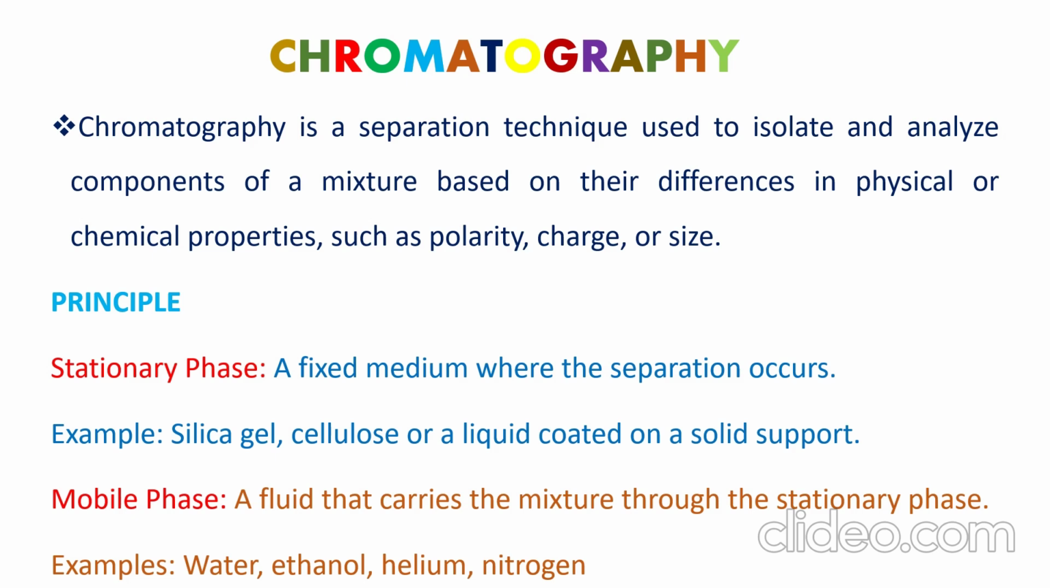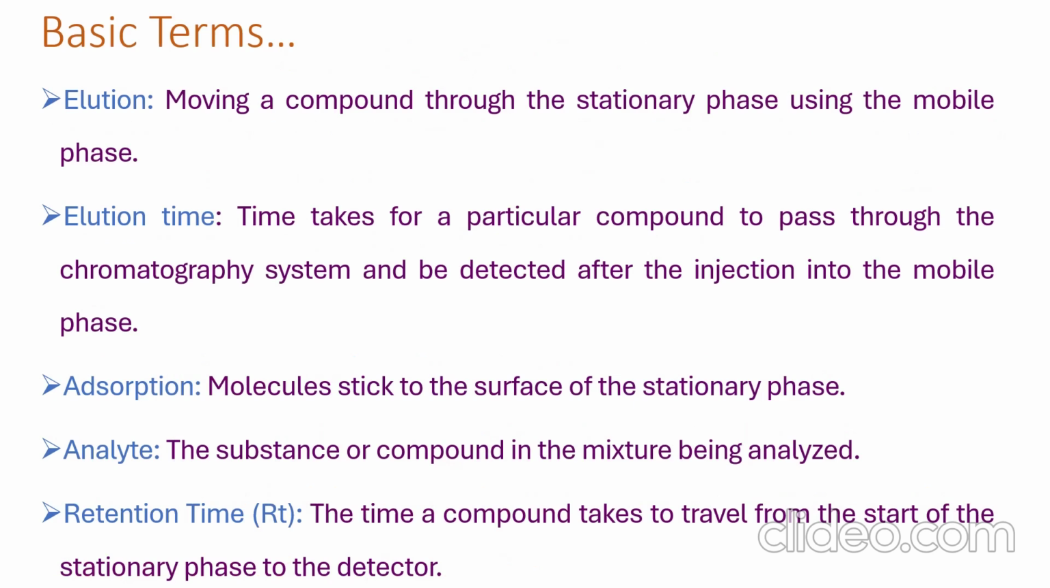Mobile phase is the moving phase that carries the sample mixture through the stationary phase. It may be a liquid or gas. Example, water, ethanol, methanol, or acetonitrile are commonly used in paper and liquid chromatography. Helium and nitrogen can be used in gas chromatography.